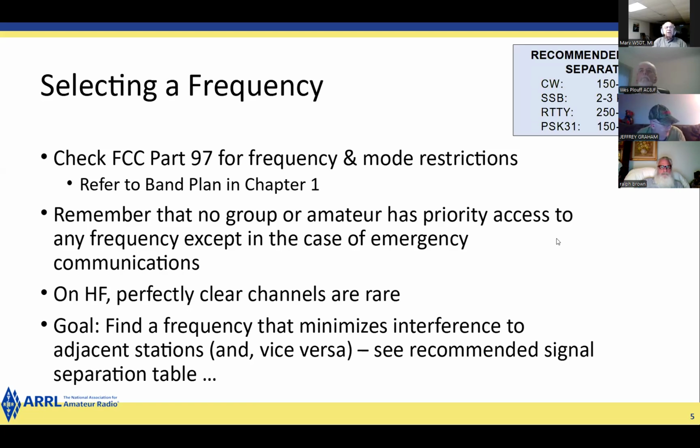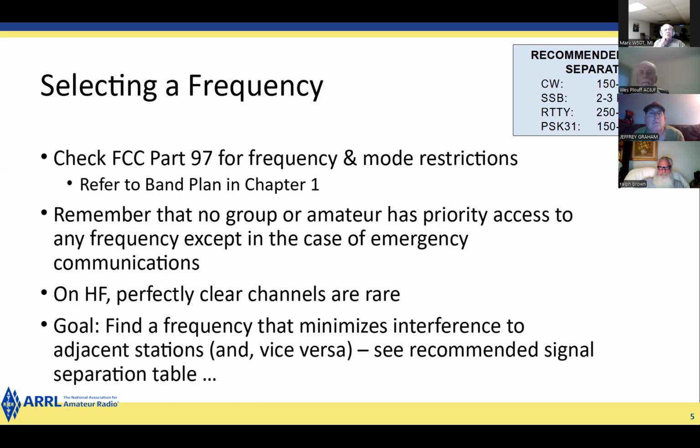And you have to make sure that when you're operating, you're not going to interfere with an adjacent frequency. Now you look at the recommended signal separation up there in the corner, and on CW that's 150 to 500 hertz for signal separation, and on single sideband it's 2 to 3 kilohertz, and RTTY is 250 to 500 hertz, and PSK31 is 150 to 500.